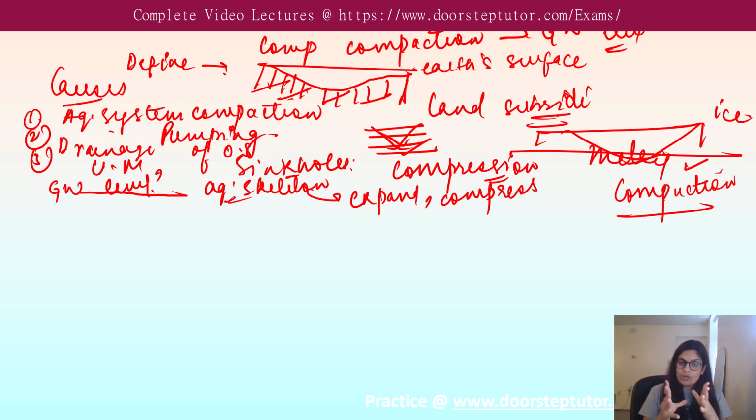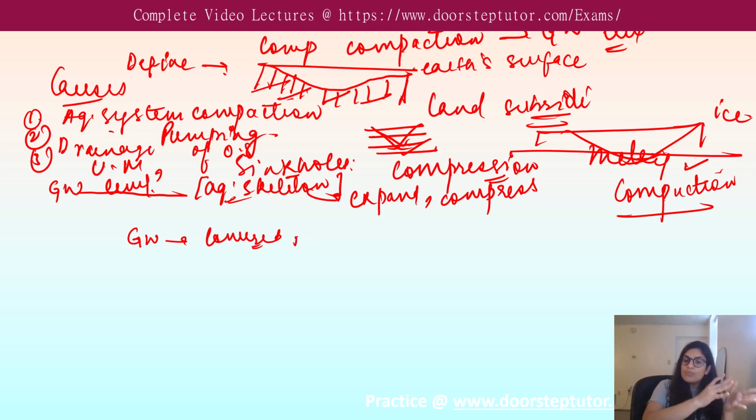Whatever solid rock or soil particles are present, I'm talking about that. That is what we are referring to as aquifer skeleton over here. Okay. Now let's say that the groundwater level has lowered. Now this is one situation. So when the levels are lowered, what will happen?